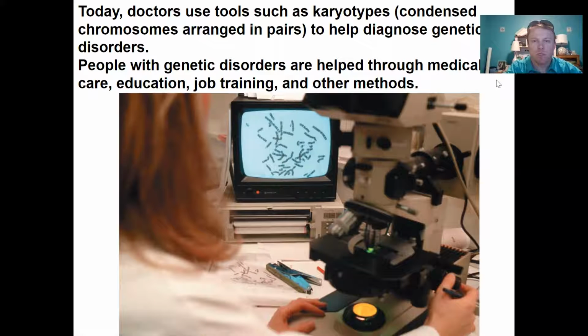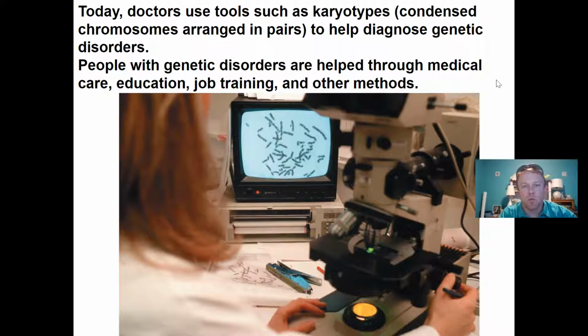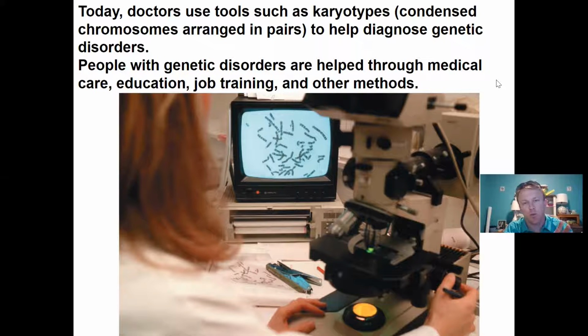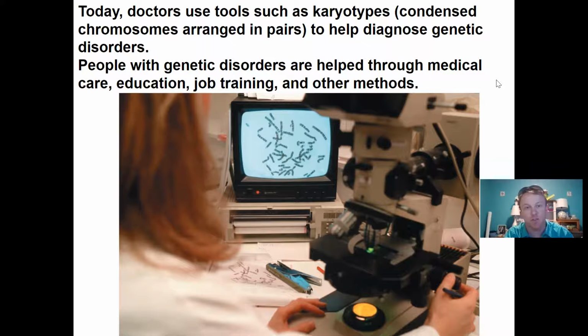Okay, so this is kind of dated. Today, doctors use tools such as karyotypes, which are condensed chromosomes arranged in pairs, to help diagnose genetic disorders. People with genetic disorders are helped through medical care, education, job training, and other methods. It's really important, guys, that you understand that doctors use karyotypes, but they're also using three-dimensional rendering of what your DNA looks like. It's really ridiculously cool, and I'm still trying to find the video for you. Hopefully I find it by Friday and we can watch it Friday.